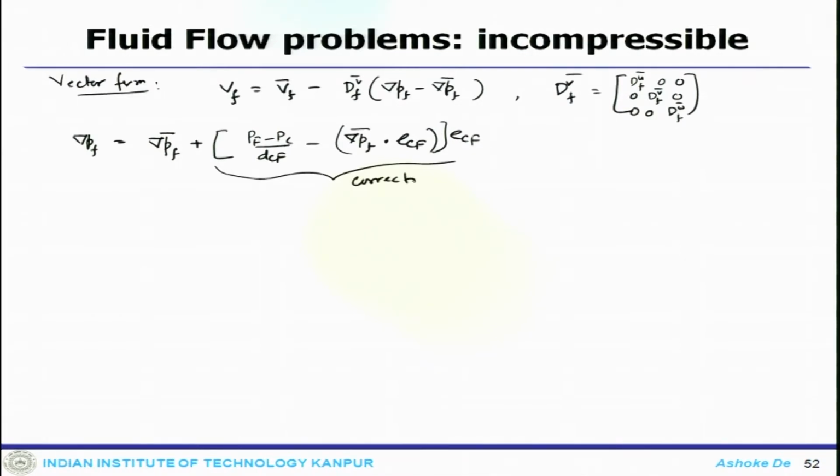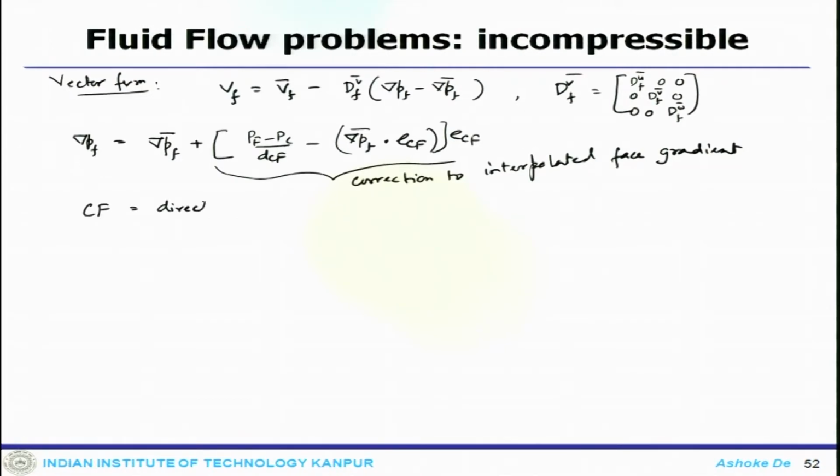So, this is the correction term to the interpolated face gradient. This we have already seen while dealing with the unstructured grid system, and especially in the diffusion system we have done this calculation.